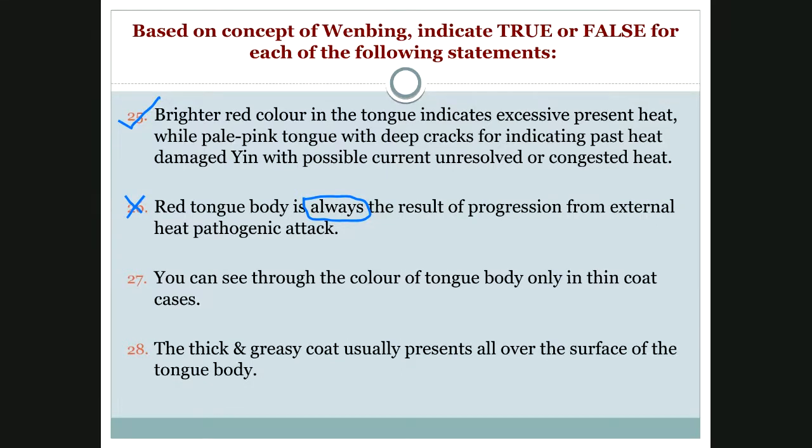Number 27: you can see through the color of the tongue body only in thin tongue coating cases. So what does thin mean? Thin means you can see through to the color of the tongue body. This is correct. Some people say they have a very thin tongue coating, but when other people check it, the coating is not thin, it's quite thick, because you cannot see through to the color of the body.